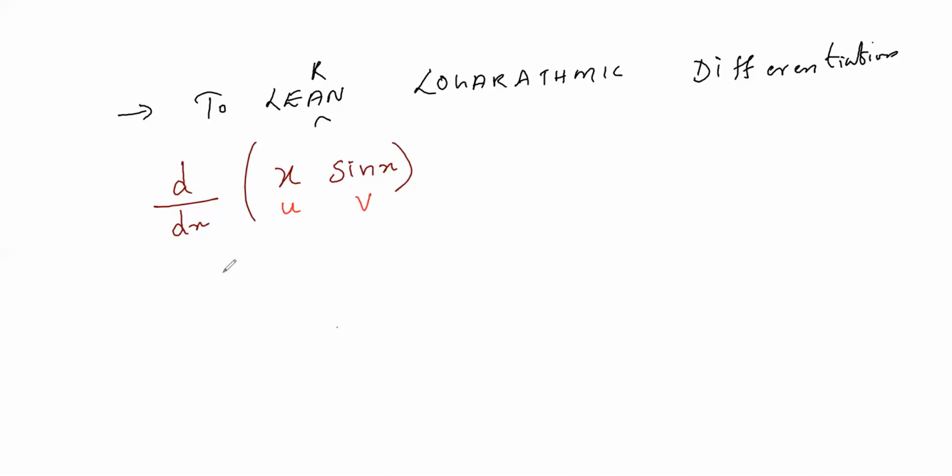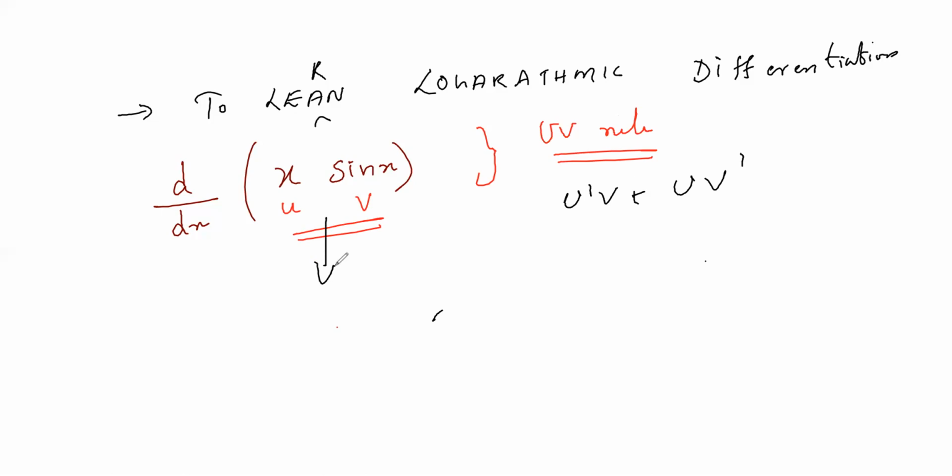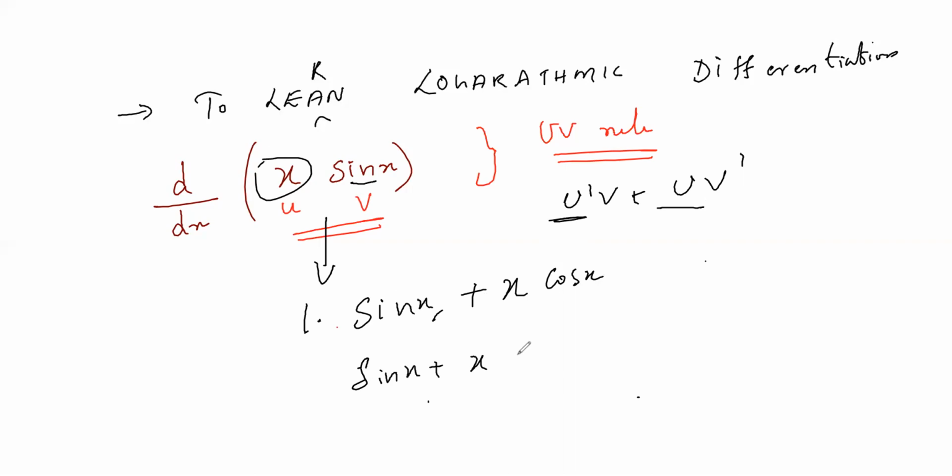UV rule, I'll tell you what it is. It gives U dash V plus UV dash. Dash stands for differentiation. First I'll be differentiating x, that is u dash. Differentiation of x is 1. 1 into v is sin x itself. Plus u I will keep constant, so x I will keep constant, v dash. Differentiation of sin x is cos x. So what is the answer? sin x plus x cos x.